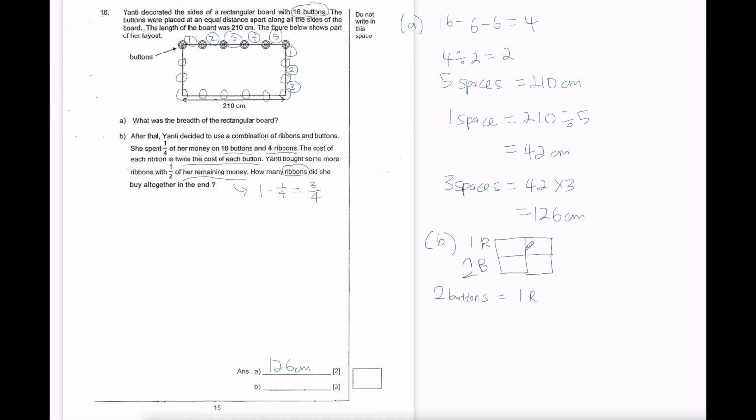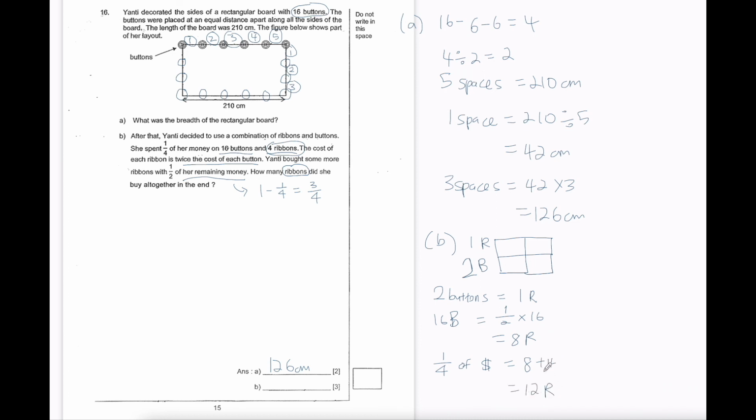Okay, from this model here. And how many buttons did Yanti buy? She bought 16 buttons. I'm just going to put capital B for buttons, okay? So how many ribbons is that? It's 1/2 times 16, which is 8 ribbons. Okay, so 1/4 of her money can buy you 8 ribbons plus 4 ribbons. Okay, which is 12 ribbons.